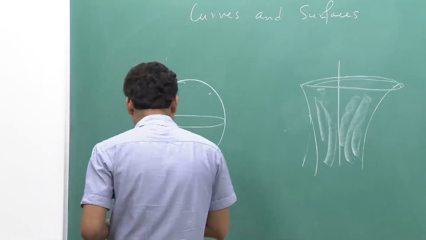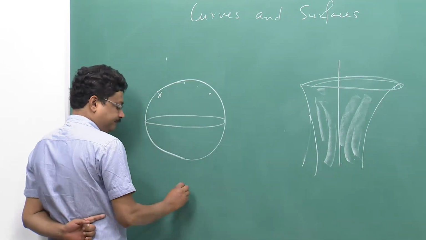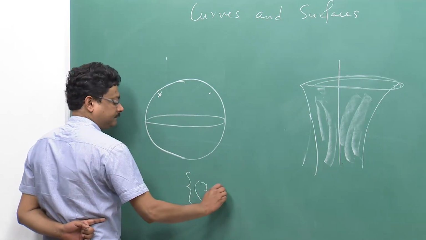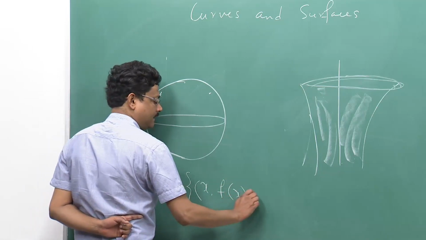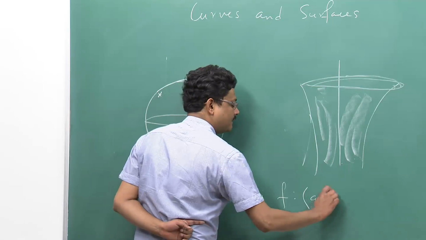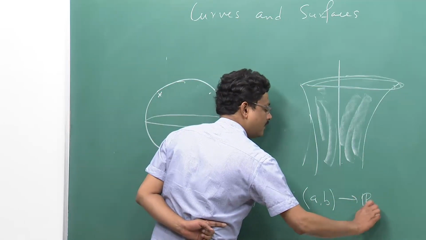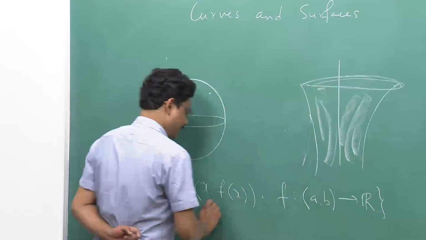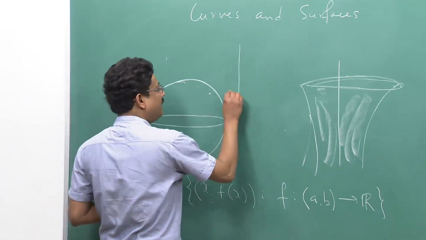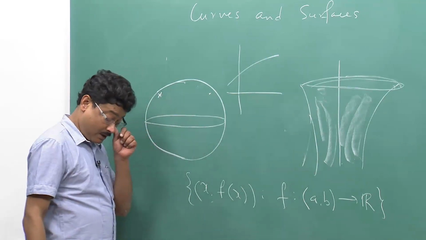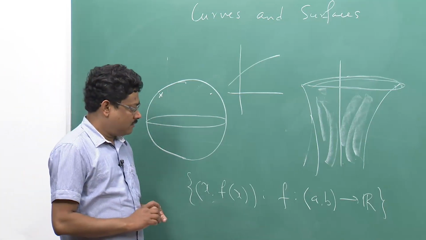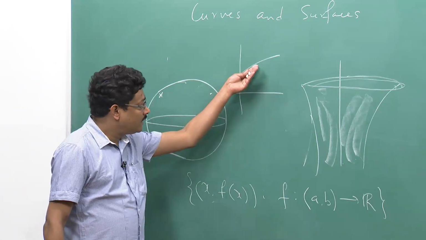Now, the most elementary example of a curve is a graph. So f is a very nice function, let us say from an interval [a, b] to R, and I look at the graph of f. That will give me a curve in R2. So this gives us a curve.